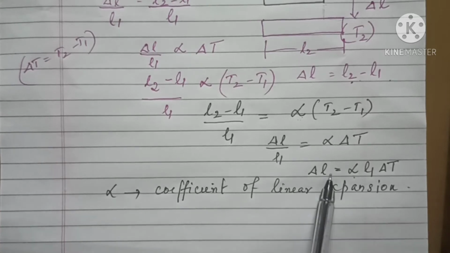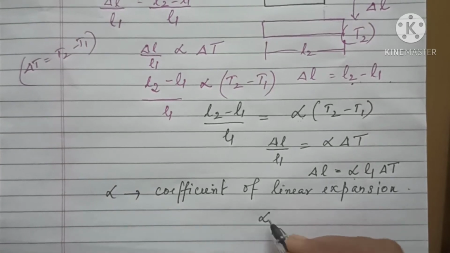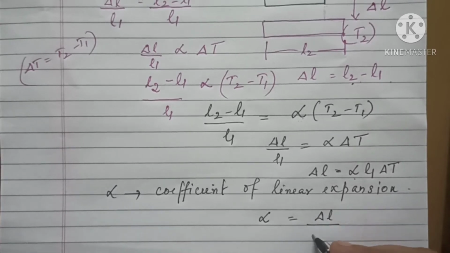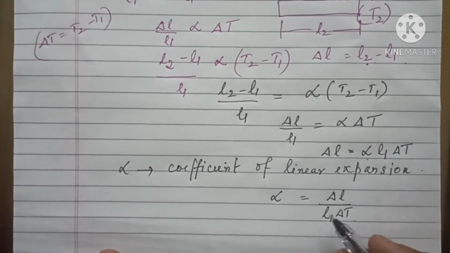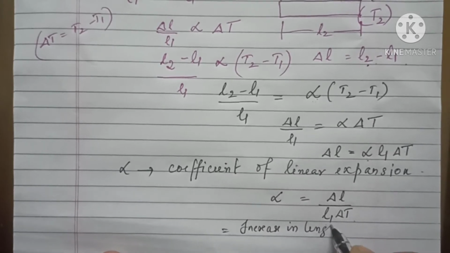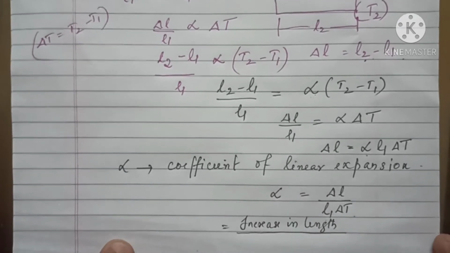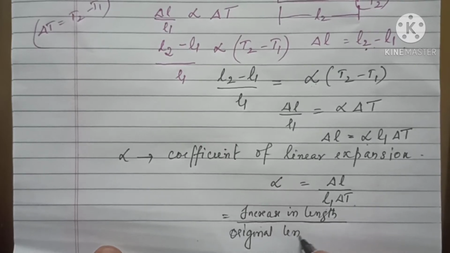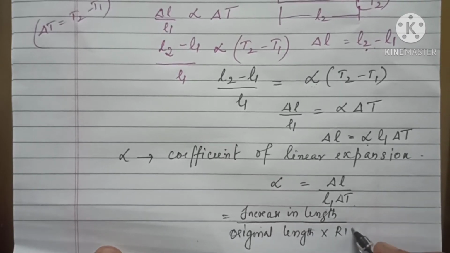Clear? So from this expression, this alpha can also be written as how? Alpha is equal to delta L divided by L1 into delta T. Isn't it? Delta L divided by L1 into delta T. Or in words you can write, it is the increase in length divided by L1, which is actually the original length, isn't it? Original length into rise in temperature.